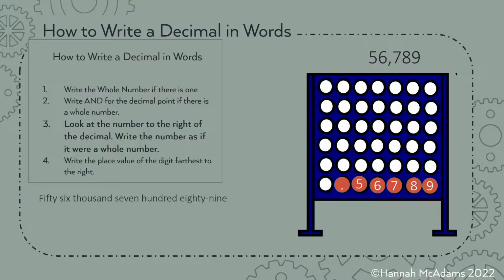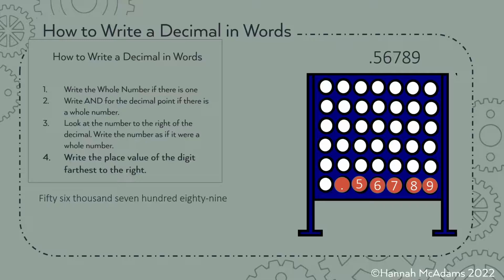And notice I didn't say "56,789 and," I just said 56,789. We don't want to write "and" because that gets confusing. When you're writing decimals in words, the "and" has to represent the decimal point, okay?